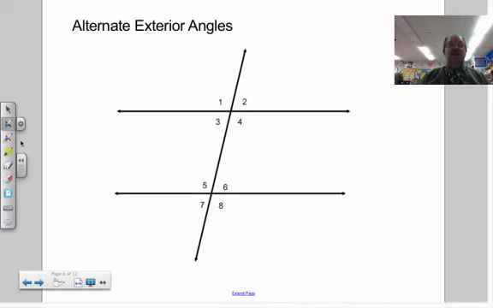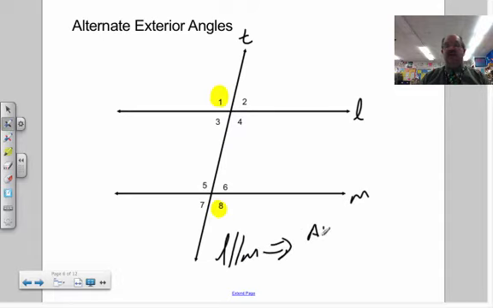Alternate exterior angles. Those are the ones like angle 1 and angle 8, or 2 and 7, but I'm not going to mark those. So if, again, I have parallel lines, L parallel to M, then, and this is just my short way, my alternate exterior angles are congruent.